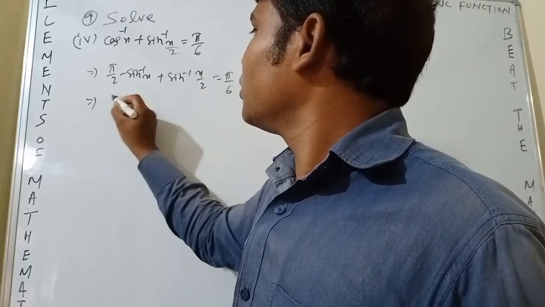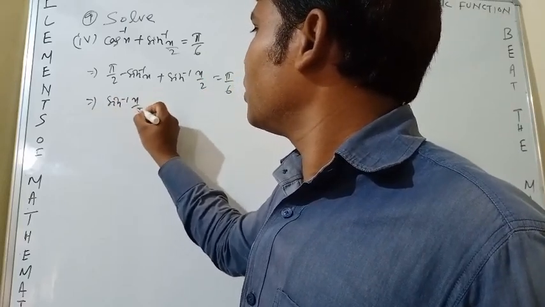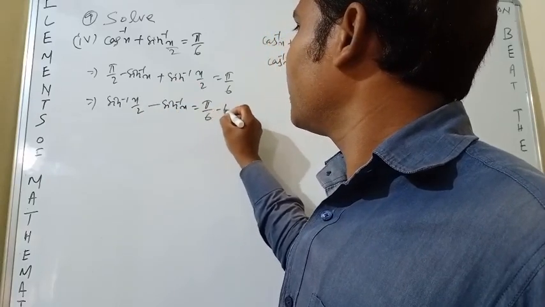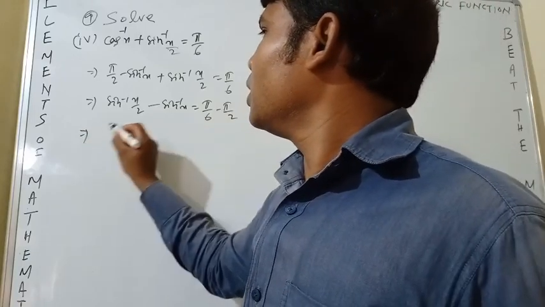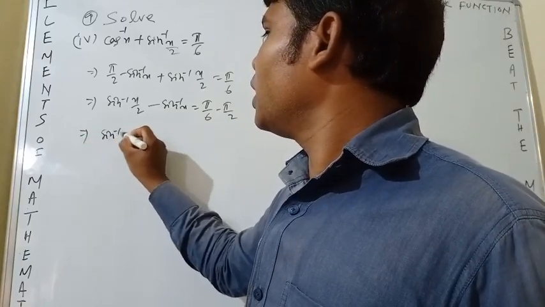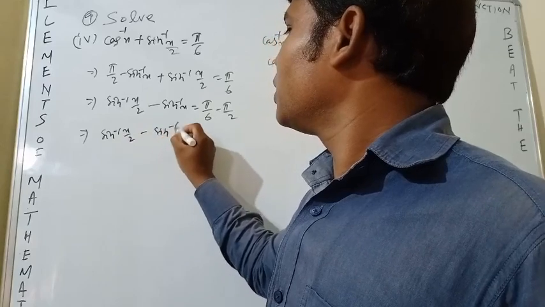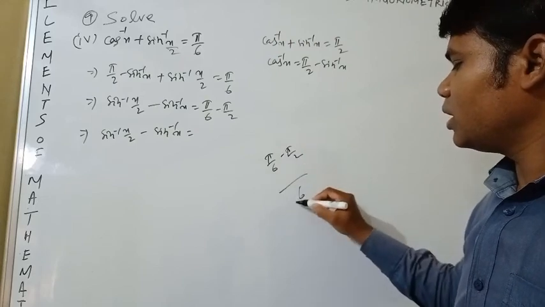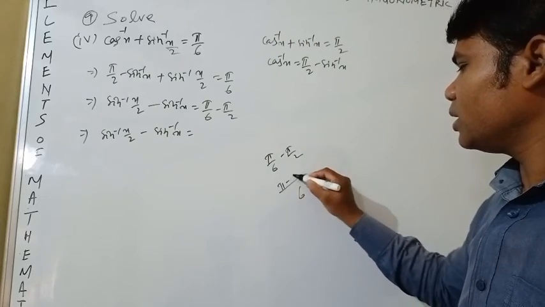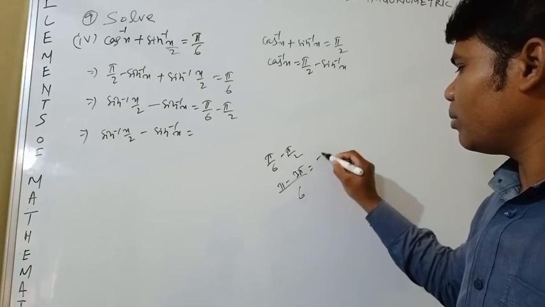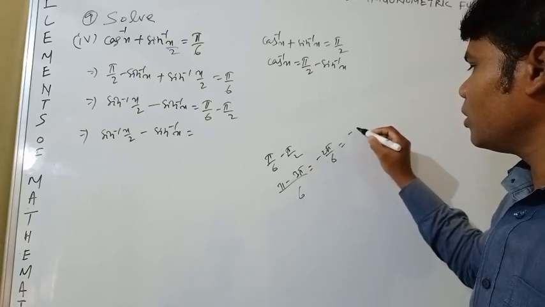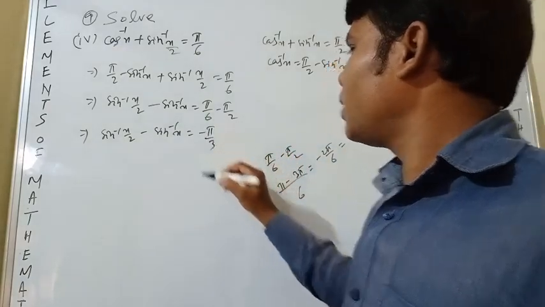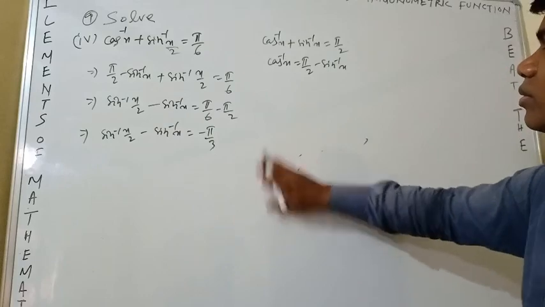So this is equal to sin inverse x by 2 minus sin inverse x. Then sin inverse x by 2 minus sin inverse x is equal to pi by 6 minus pi by 2. LCM 6. This is pi, this is 3 pi, so pi minus 3 pi by 6 is minus 2 pi by 6, is equal to minus pi by 3. You write here minus pi by 3.